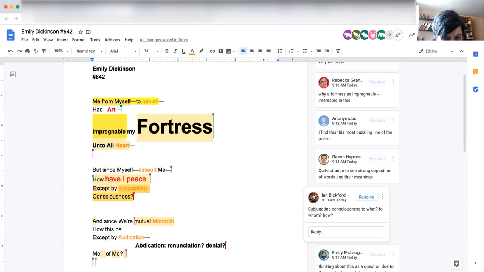Great. Why assault and subjugation for the same self? "How have I peace except by subjugating consciousness? And since we're mutual monarch." Mutual, what is the nature of this mutuality? Does mutuality require subjugation of consciousness? Where does the me go at the beginning and end of the poem?